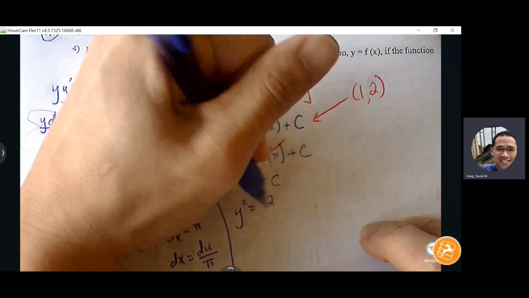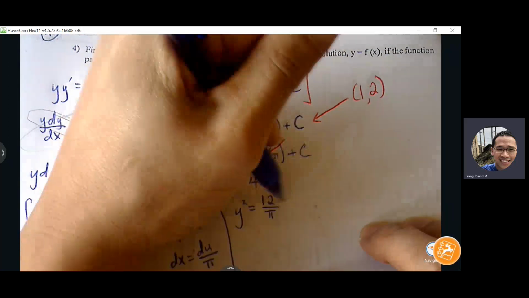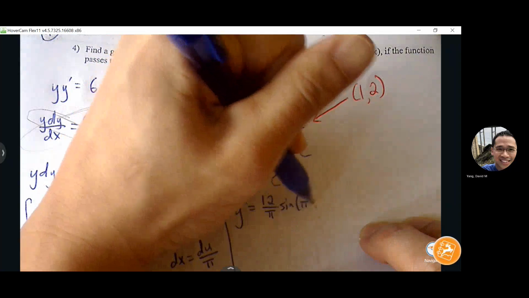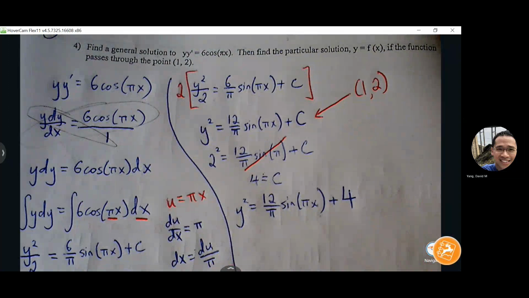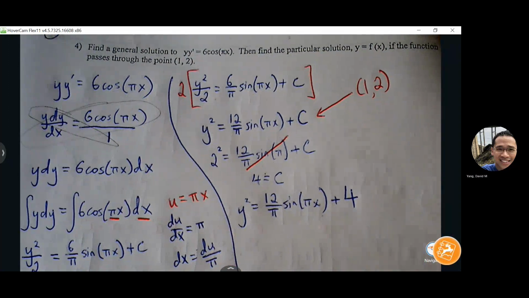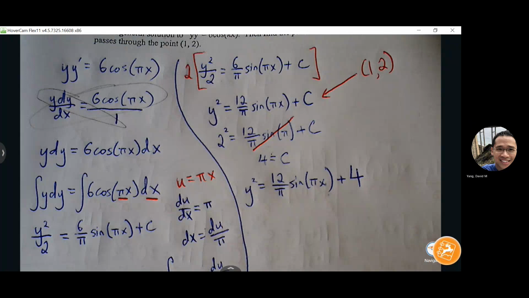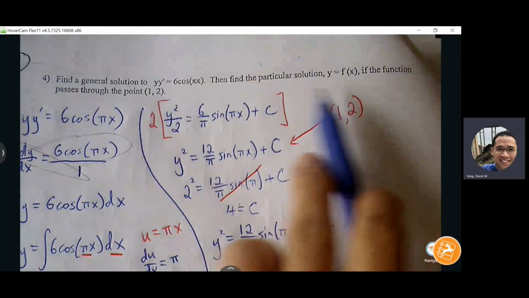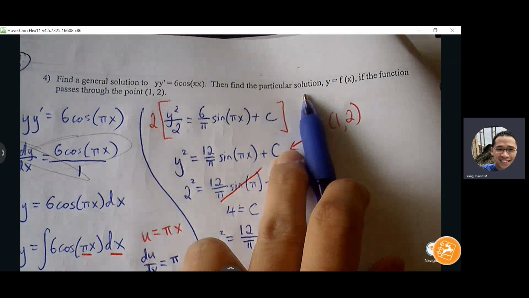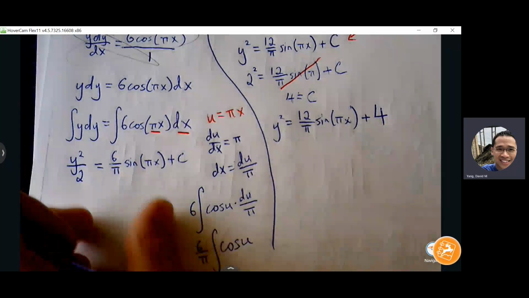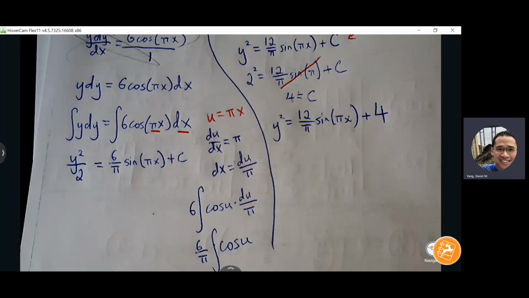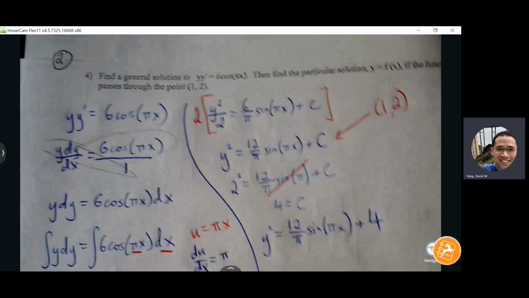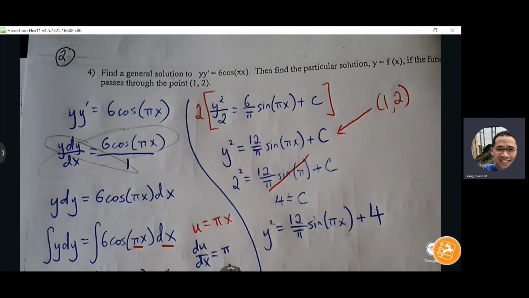Now I'm getting closer to my specific solution. I just want to do a little bit more work to try to get that y perfectly by itself. Right, because it says find a particular solution. So particular solution just means the solution with the c replaced. Right? A general solution is an equation that has a c in it. A specific or particular solution is an equation without the c in it.